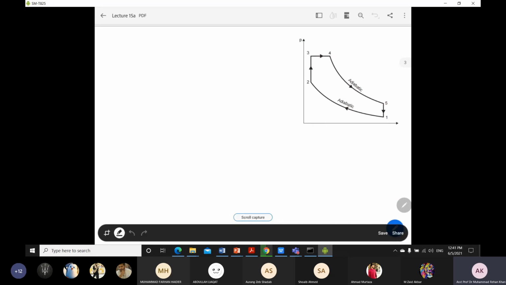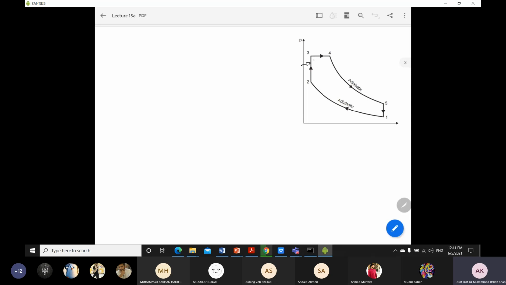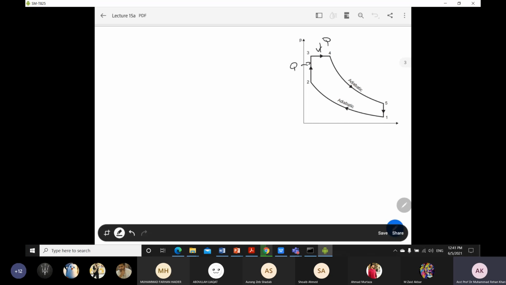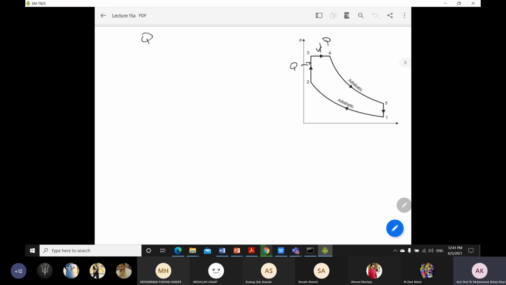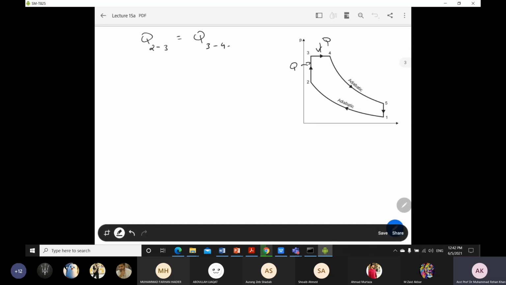Okay, so from the question, it is mentioned that the amount of heat added at constant volume and at constant pressure are equal. So it means that this Q and this Q are equal. So we can say that Q23 is equal to Q34. By using this condition that is given, we can easily find the value of T4.